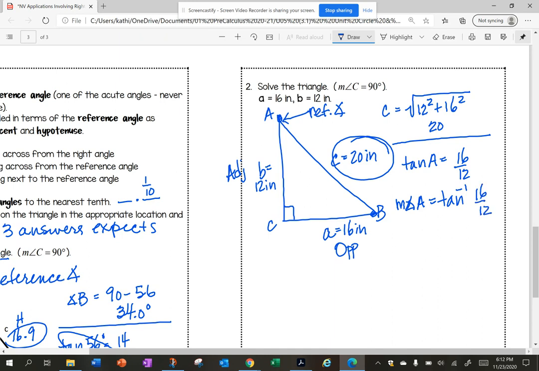So I'm trying to undo the tangent, so that's called tangent inverse. So when I write it as a -1, I say inverse for that -1 and it has nothing to do with a power. So again, I need to make sure I'm in degree mode. So the measure of angle A is approximately 53.1 degrees.